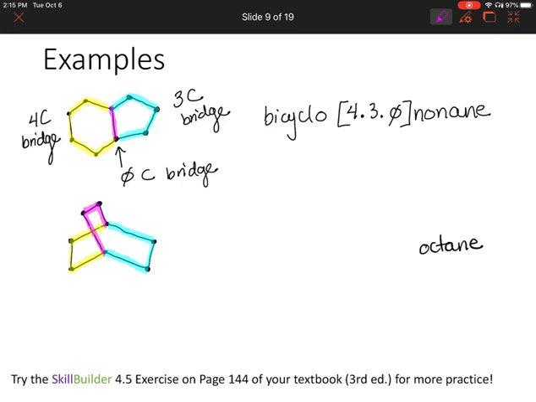All right, so let's count how many carbons are in the middle of each bridge. On the left-hand side, our yellow bridge, there's 2 carbons in the middle. On the right-hand side in blue, we have 2 again. And what about the purple bridge? How many carbons are there? 2. All right. So that means in brackets, we're just going to write 2.2.2. And of course, in front, we're going to write bicyclo.